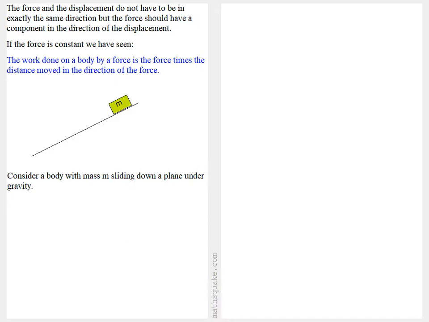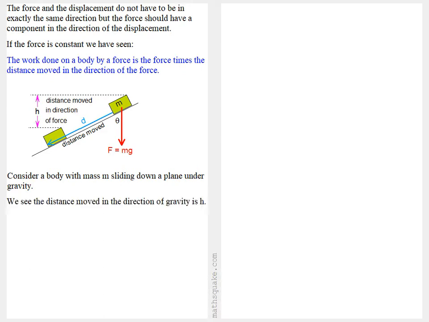Consider a body with mass m sliding down a plane under gravity, and suppose it moves a distance d. Now the force of gravity acts vertically down. We can draw that in as mg. Let the angle that the plane makes with the vertical be theta. We see the distance moved in the direction of gravity, the vertical force, is h. So the work done is F times h.